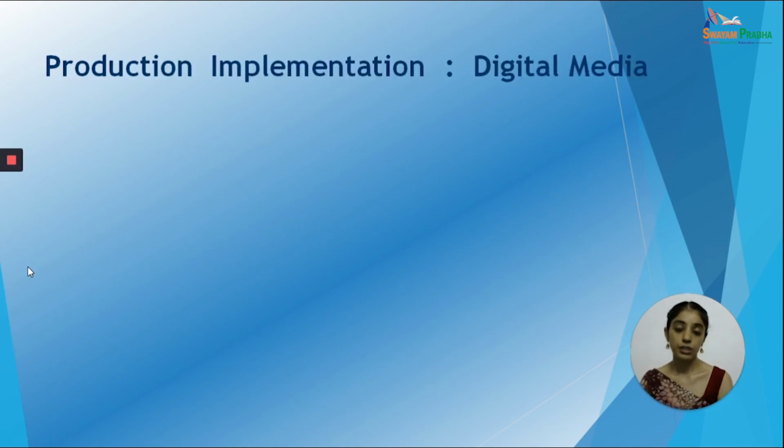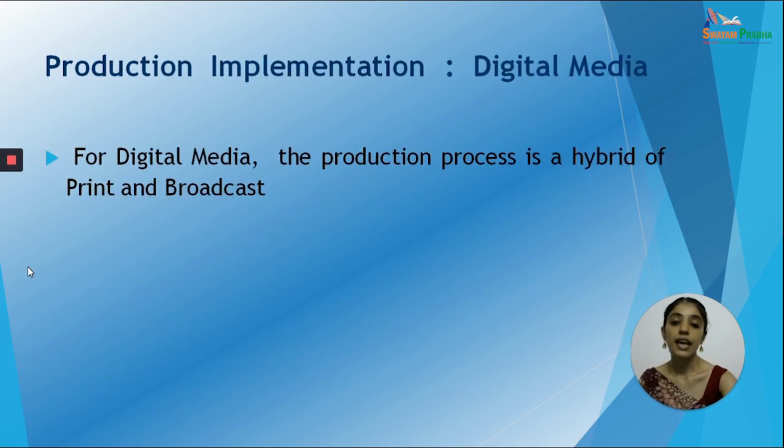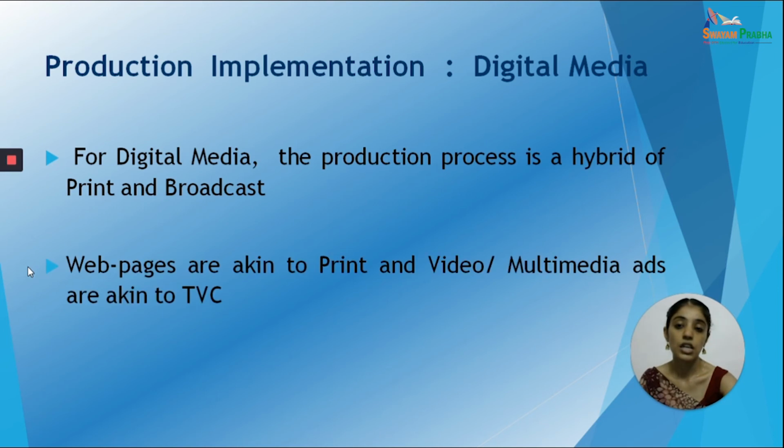Next is digital media. Digital media is actually a hybrid of the production process of both print and broadcast. That's because you either have static ads or print ads or you have video ads. So for web pages, it is akin to the print production process, and for video and multimedia ads, it is akin to television production.